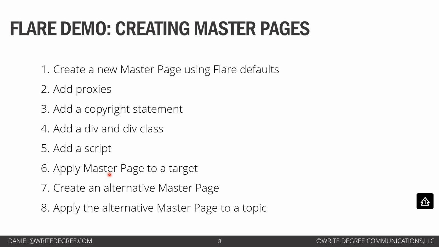So we're going to start with a master page, and here's what we're going to do in Flare. First, we're going to go create a new master page, and we're just going to use all of the Flare defaults for a master page. We're going to work with the proxies in the master page a bit. We're going to look at what is put there by default and show what else could be put there. We'll add a copyright statement. I'm going to go in and add a div and create a div class. We will then add a script to this master page, and then we'll apply the master page to a target. We'll build the target and see how it worked. We'll then come in and create an alternative master page, and we'll apply just that master page to one topic in the project.